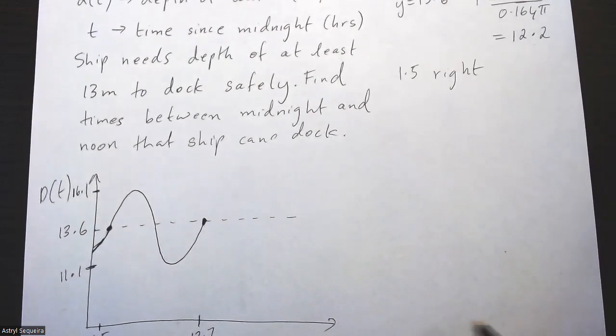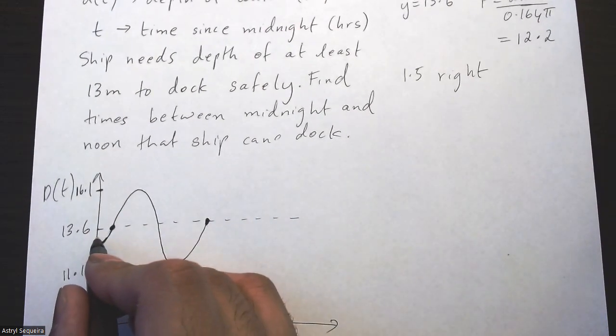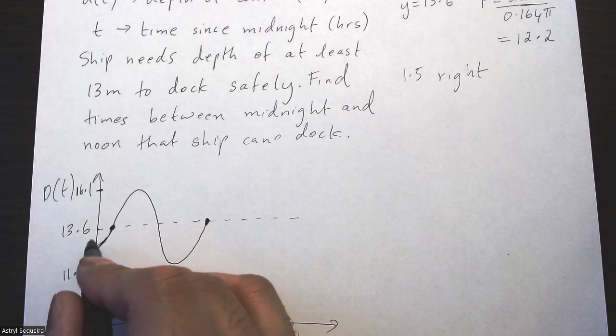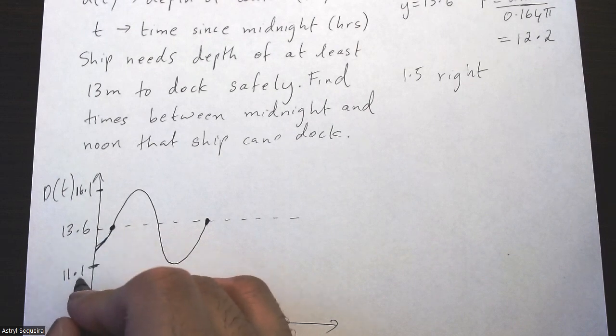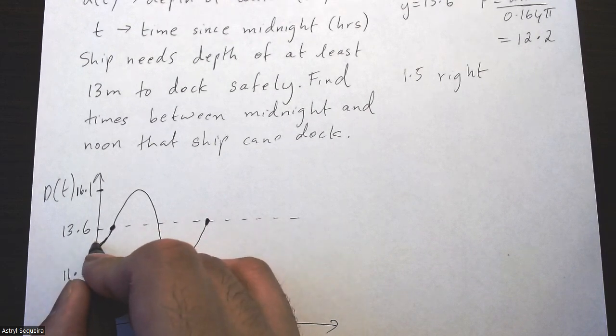So now if I want a depth of at least 13 meters, 13 is basically somewhere in between these 2 points, probably slightly closer to this than to this. I'm just going to draw it over here.